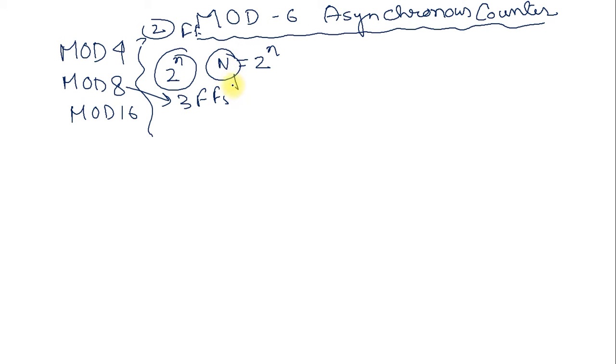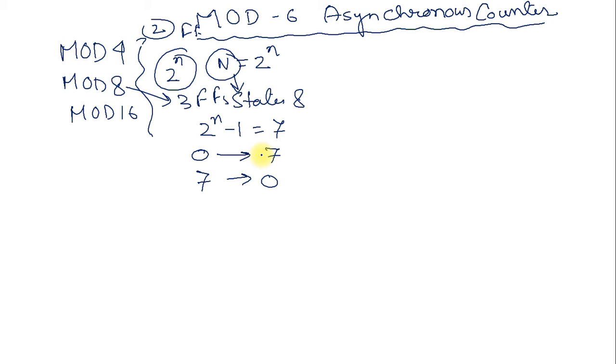So the number of states for a mod 8 counter is 8. So the maximum count possible through this mod 8 counter is 2 to the power n minus 1, that is 7. So a mod 8 counter can count from 0 to 7 or 7 to 0. If it is an up counter, it can count 0 to 7. If it is a down counter, it can count from 7 to 0.